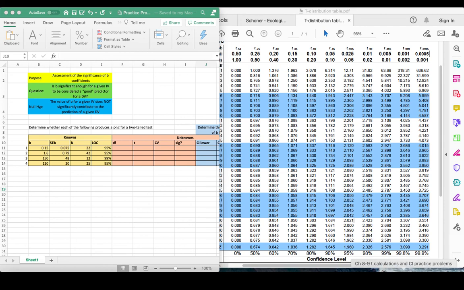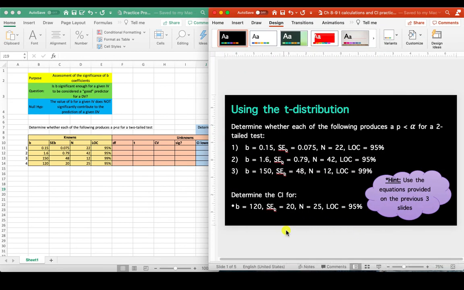Hey guys, so this is our video going over the practice problems that are in the lecture. As pointed out in the lecture, instead of splitting this up into finding t-statistics for the b-values and for these three problems and then just a confidence interval for this one, we're just going to find the t-statistic for all four of these as well as the confidence interval that would exist in a population for all of these.